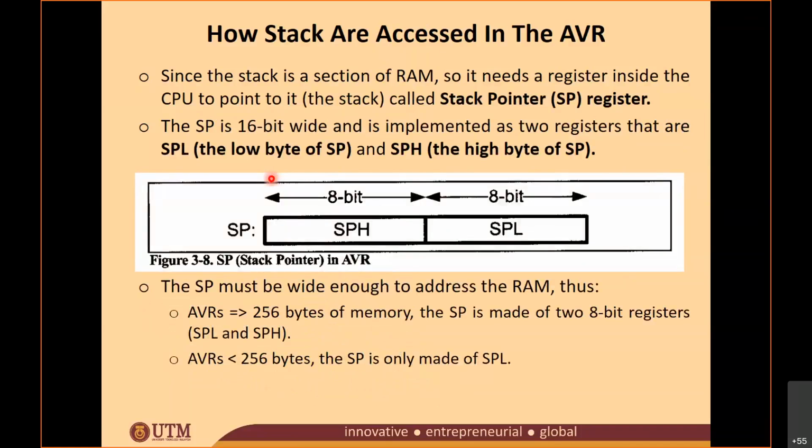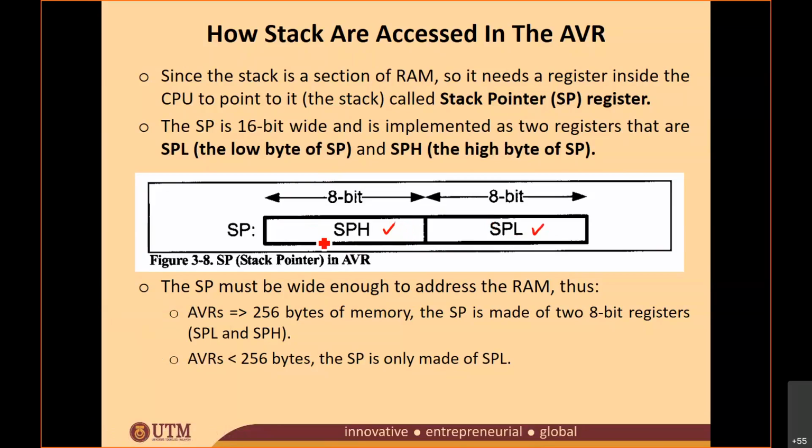Now we are going to see how to access the stack in the AVR. Since the stack is a section of RAM, it needs a register inside the CPU to point to it, which is called the stack pointer register. The stack pointer register contains the address of your stack. The stack pointer is 16-bit wide and is implemented as two registers, stack pointer low and stack pointer high. So since our stack pointer is 16-bit, you divide it into two: one is the stack pointer low, and the second one is the stack pointer high.